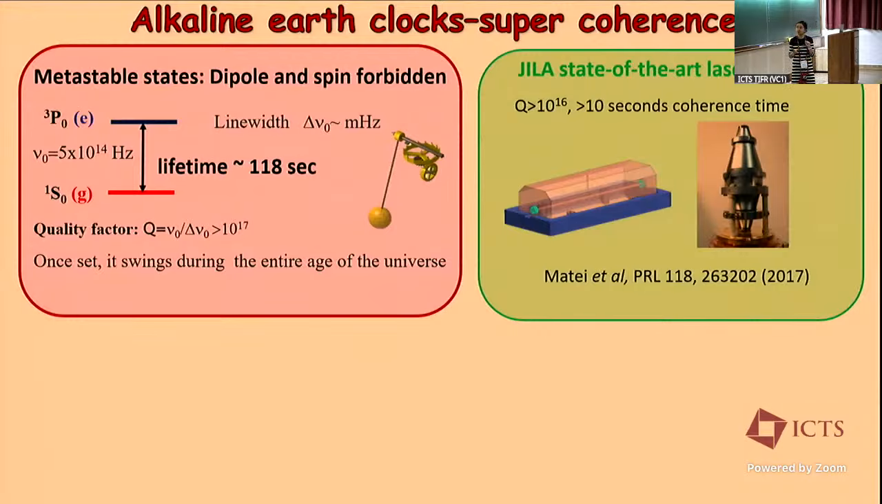Besides that, of course, as I mentioned, the clock is not only the atom, but also the laser. So we have to develop very, very good lasers that take advantage of this very narrow transition. And this is where the group at JILA has been able to develop very, very coherent lasers with quality factors larger than 10 to the 16. So, lasers that remain coherent for 10 or 100 seconds.